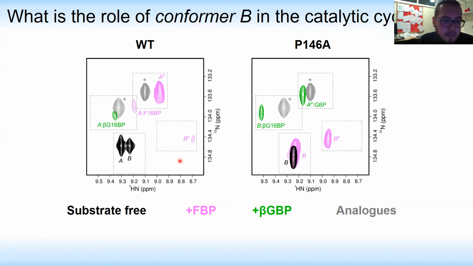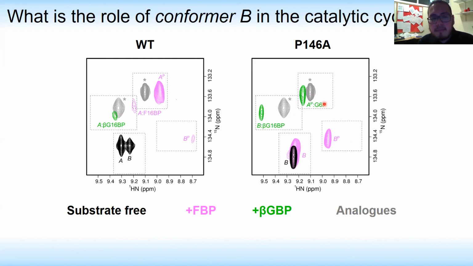If we add fructose bisphosphate, we have three species in wild type. One is phospho-A, that we know because we have a fluorine analog that we can compare to. There's an A-FBP complex that we can assign because we also have an analog of glucose bisphosphate binding. And there's also a phospho-B species right here that we know because we can also see that in P146A. Most importantly, when you add GBP, you get a conformer A-GBP complex in wild type, very, very broad. But in P146A, you don't get phospho-B at all. You get a phospho-A G6P complex.